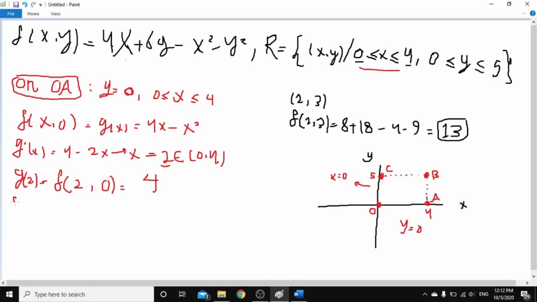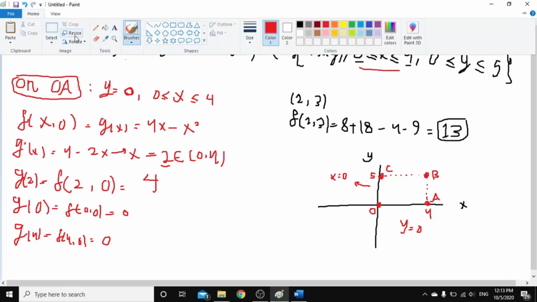For the other values, we have 2, 0, and 4, so we need to do this step 3 times. So g of 0 is going to be f of 0 comma 0, and it's going to be 0. And g of 4 is equal to f of 4 comma 0, and the value is going to be equal to 0. And this is the first line, you can say, from O to A.